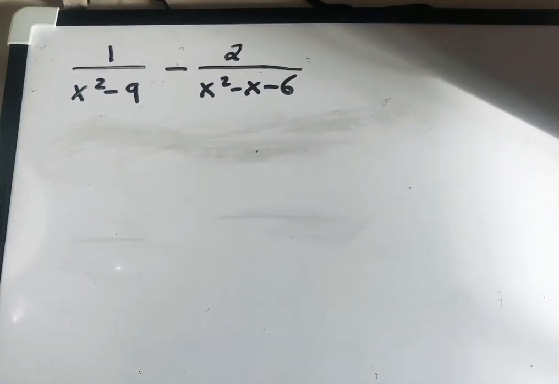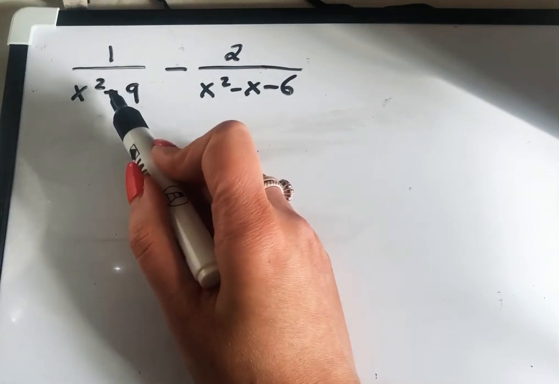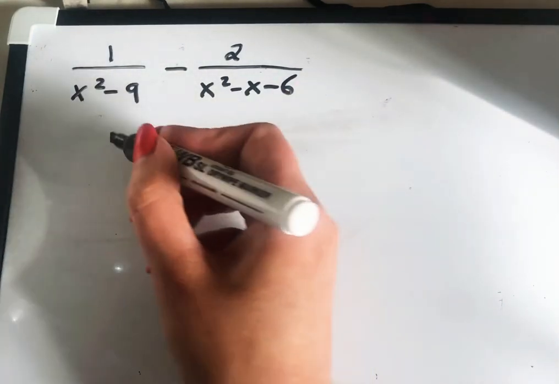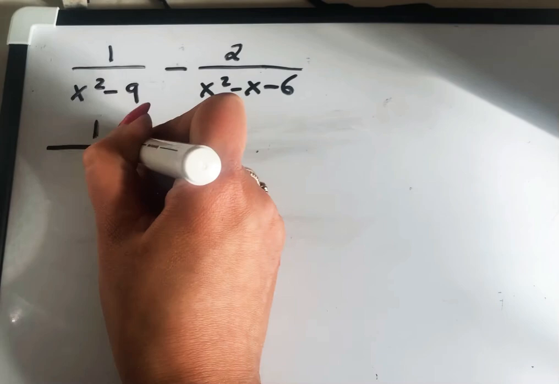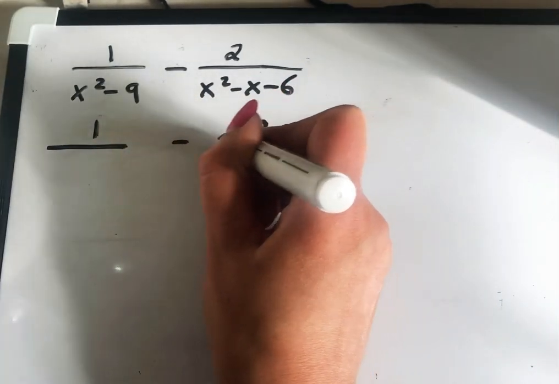In this example, we are simplifying an algebraic fraction. So we begin by looking at our denominators, and we can see here we've got a difference of two squares and a quadratic. So the first step would be to simplify both of these.